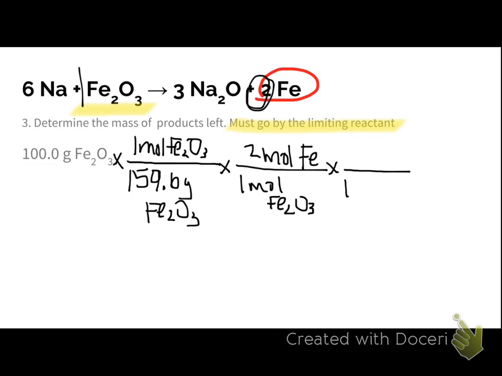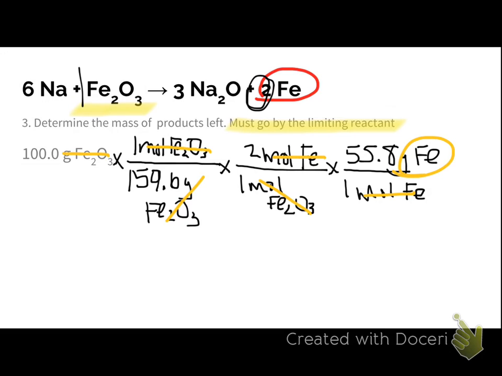And now we just need our molar mass of the iron. 1 mole of Fe is 55.8 grams. Double check, make sure your units cancel out. Grams of iron 3 oxide, grams of iron 3 oxide, moles of iron 3 oxide, moles of iron 3 oxide, moles of iron, grams of iron. So go ahead, go through, do your math on that. Pause it and come back.